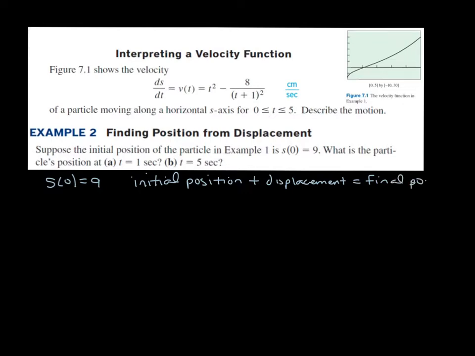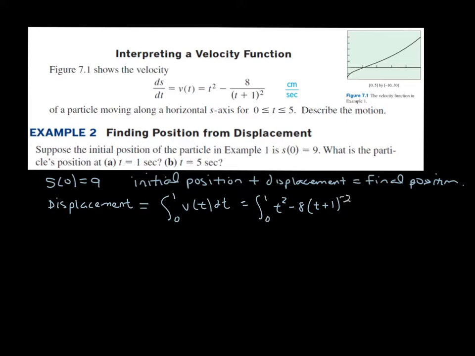So we'll start off with finding our displacement. Our displacement will equal the integral from 0 to 1 of v of t dt, which equals the integral from 0 to 1 of t squared minus 8. And instead of writing over t plus 1 squared, I'm going to write t plus 1 to the negative 2. This will make finding my antiderivative a little quicker.